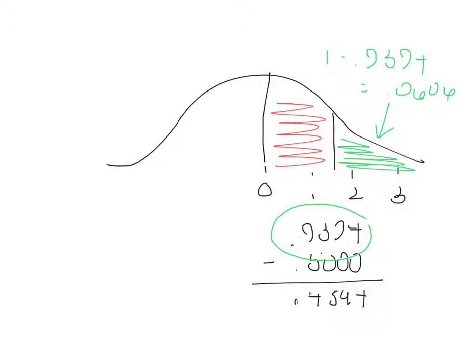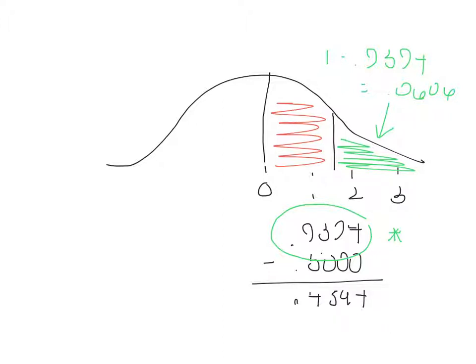In C, we want the area to the left. Well, we already found the area to the left of 1.55. It is this circled area when we looked up 1.55 in our table, and so therefore the answer to C is 0.9394.